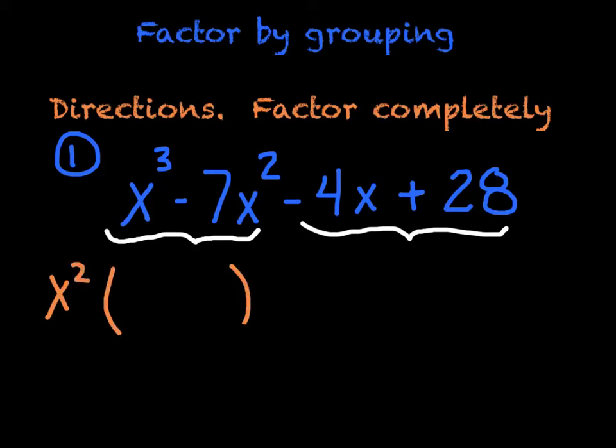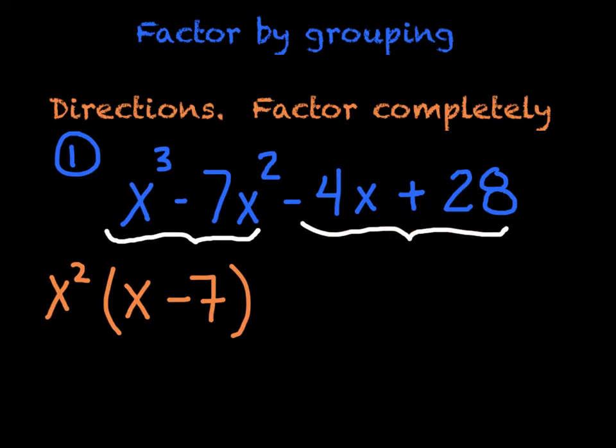And now just write what you get left when you pull out an x squared. Well, x cubed divided by x squared is x. 7 minus x squared divided by x squared is 7. Again, take 2 seconds, distribute it back through to make sure you get what you started with. Now, we've got to factor this next pair also, and that's why we put the brackets around those two.